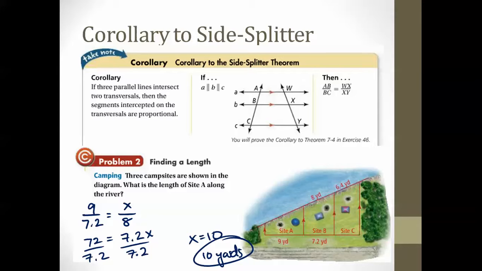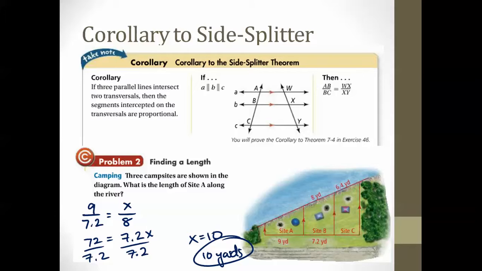Corollary to side-splitter theorem. If three parallel lines intersect two transversals, then the segments intercepted on the transversals are proportional. So if A is parallel to B, which is parallel to C, then segment AB to BC is equal to segment WX to XY.